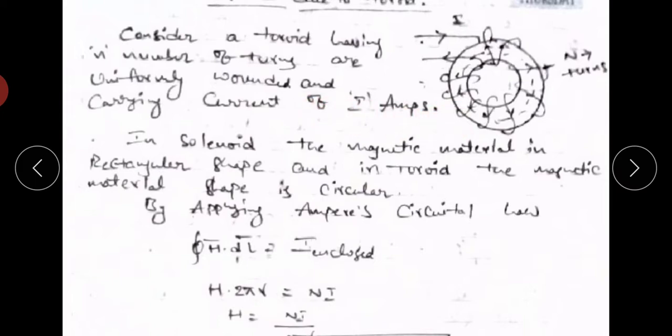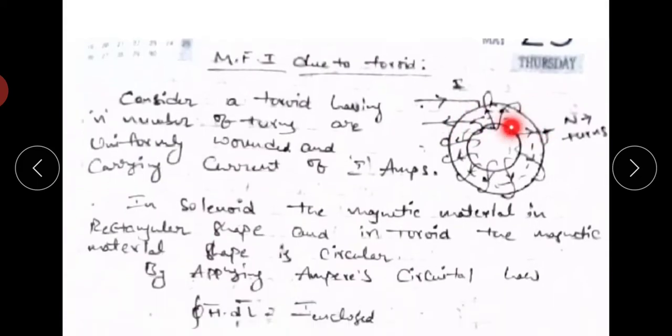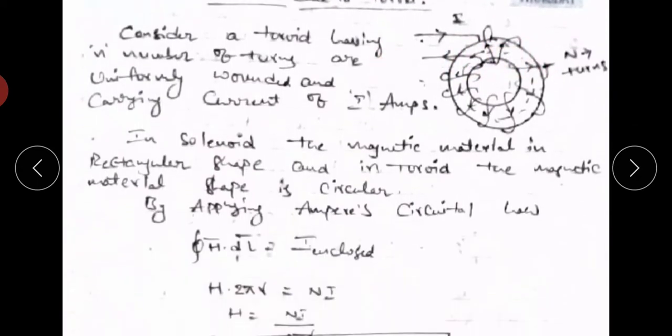So the main difference between solenoid and toroid: solenoid and toroid both are electromagnets, but in the case of solenoid, the magnetic material is rectangular in shape. But in the case of toroid, the magnetic material is circular in shape. So this is circular magnetic material, and that's why it is called toroid. It has N number of turns, and it is carrying a current of I amperes.